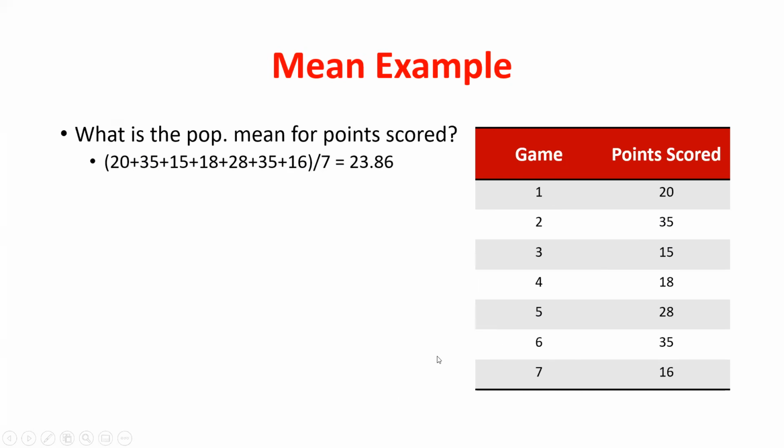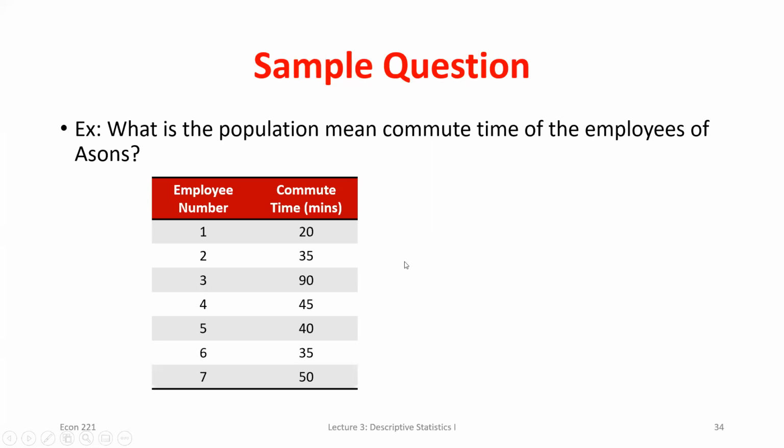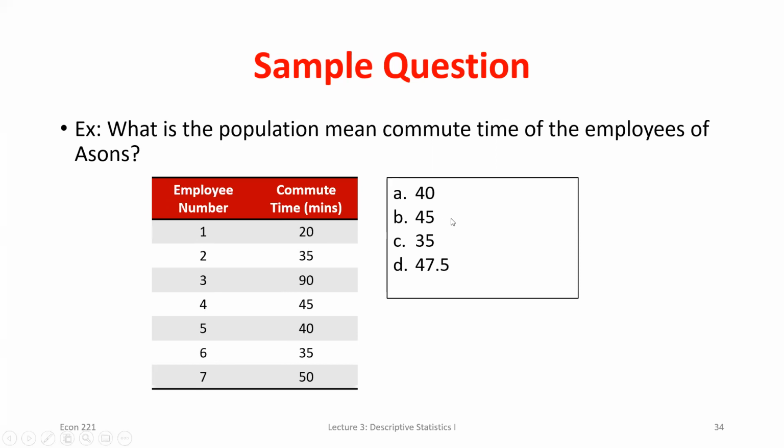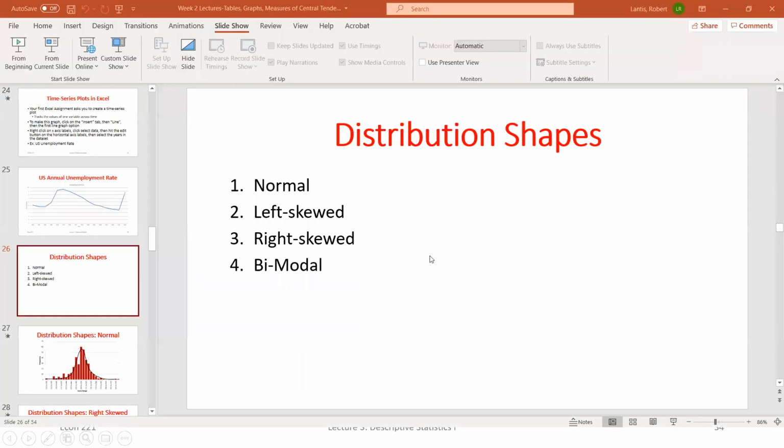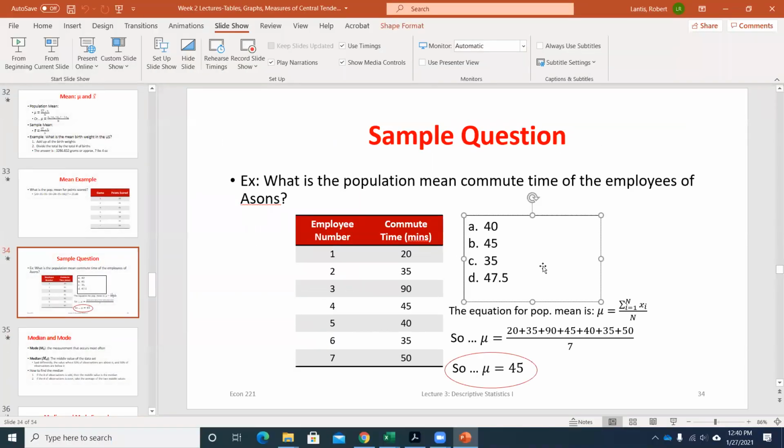I don't think that's too bad, but I want to go through another question and start to think about the principles behind the mean. So let's say I had a very similar data set, but now I've got employees and their commute time. So 7 different employees, and how long it takes them to drive to work. I wanted to find the mean here, and I gave you these answers. Actually, I'm going to change these because I wanted to point something out.